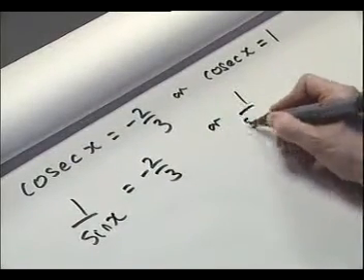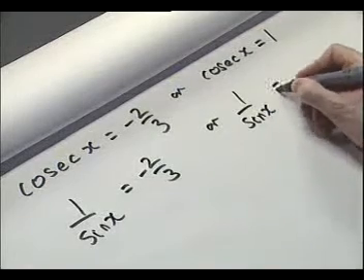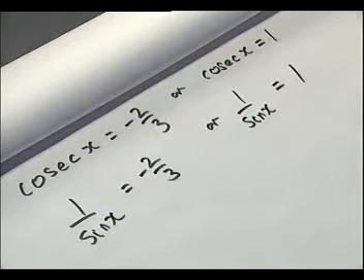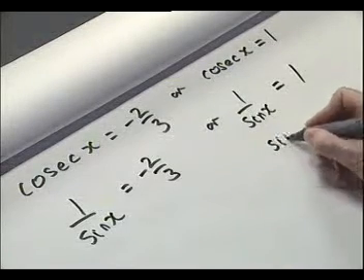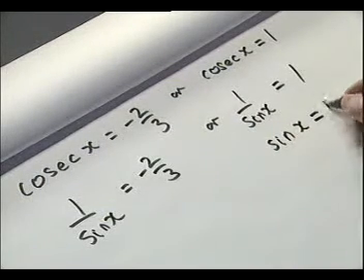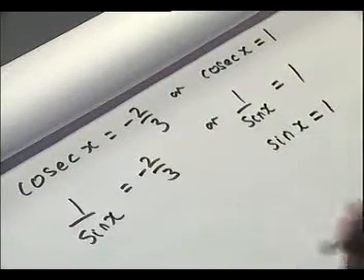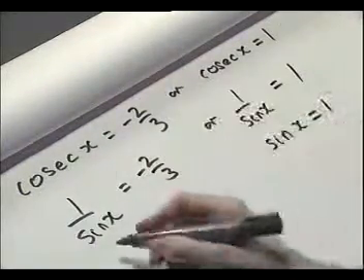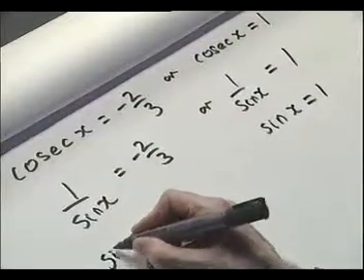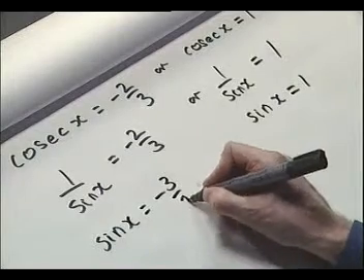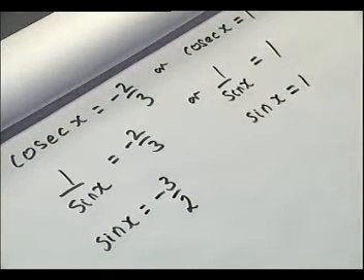So let's write that down. If we just look at this, 1 over sine x equals 1, well, that can only mean that sine x itself is equal to 1. And if we can turn this upside down, we can do the same at this side. So turning that back upside down, sine x is equal to minus 3 over 2.